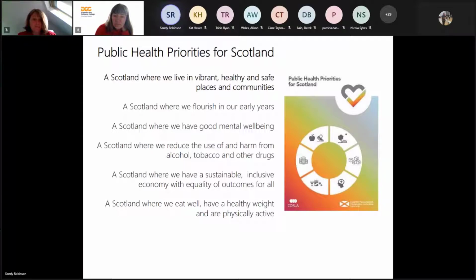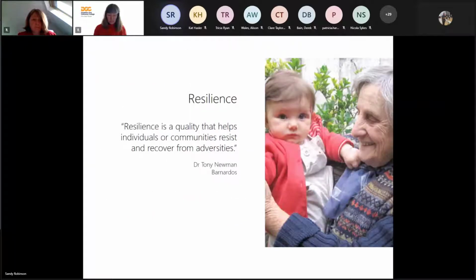so just on that, the public health priorities for Scotland have picked up on this too, and one of the priorities there is about Scotland being a vibrant, healthy place which is safe for communities, and the idea of the resilience that places can provide for people too. And perhaps we have seen that strongly in many places through the pandemic, where communities have been able to build on existing social capital and other areas which perhaps have not had that ability.